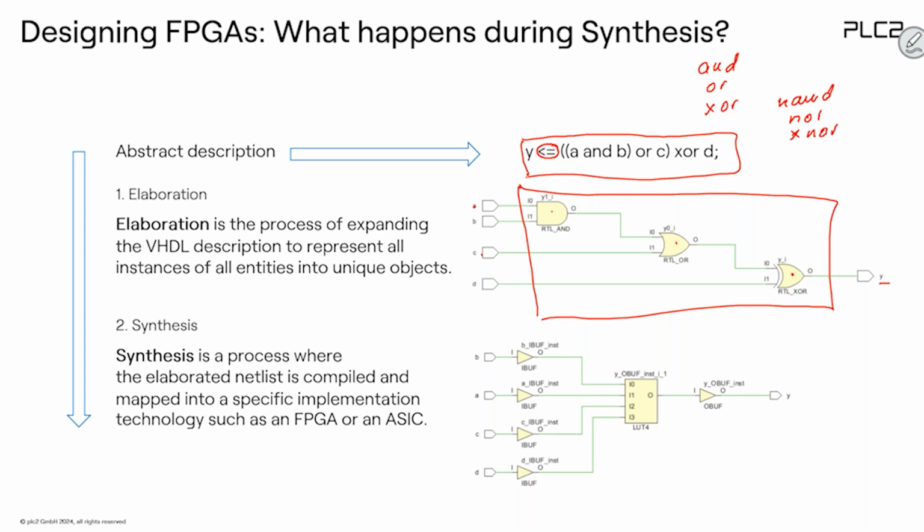Now, when you hit the button and say, I would like to implement this, then the synthesis will actually analyze this structure and say, okay, I do understand this is the function, and then this equation is first translated to a lookup table, because it's a lookup table.